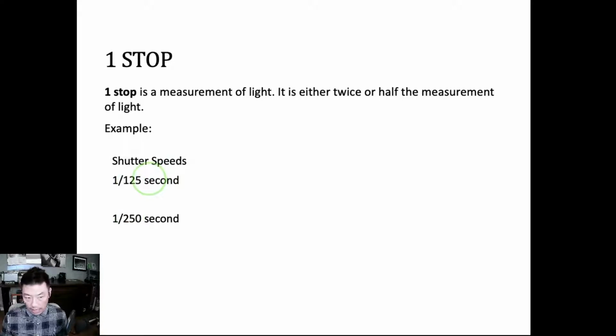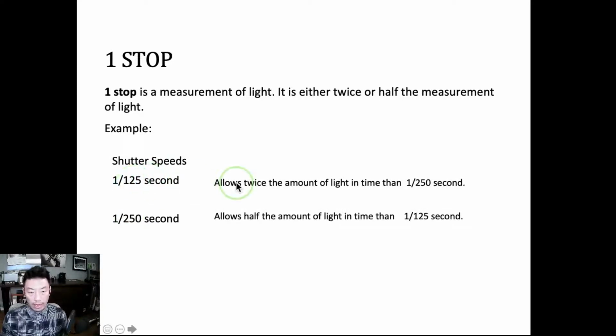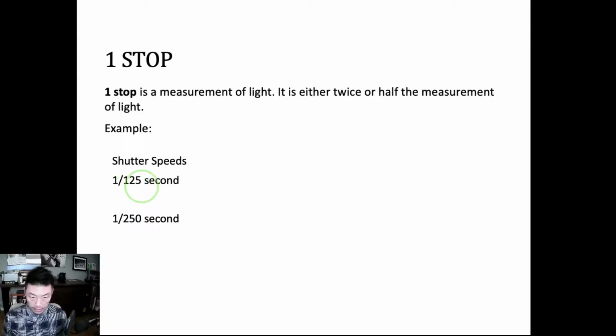So in terms of a stop, 1 over 125 allows twice the amount of light in terms of time compared to 1 over 250. 1 over 250 allows half the amount of light in terms of time than 1 over 125. Again, these are just one stop. If you multiply 125 times 2, you get 250, right? Or if you divide this, it becomes 125. That's roughly how you do that with shutter speeds.